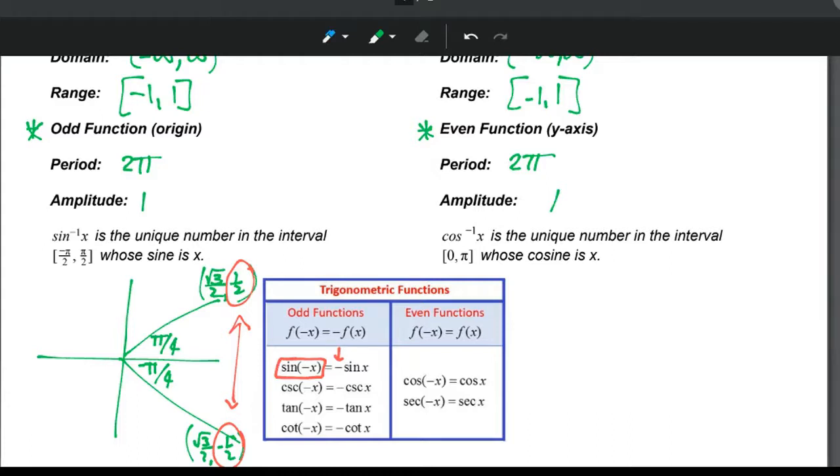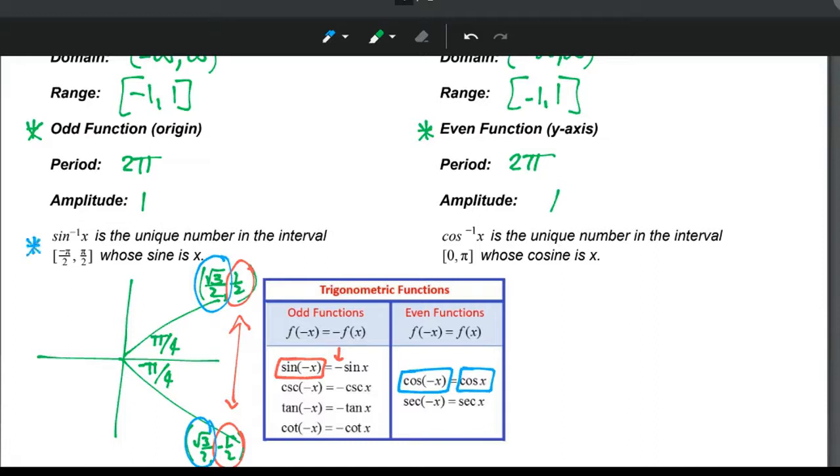So these are the trig functions that are odd functions. And then cosine is considered to be an even function, because if we were to take a look at the cosine or x coordinate of that pi over 4 and negative pi over 4, notice that they're exactly the same. So cosine of negative of an angle is the same as cosine of positive of an angle. That is considered to be an even function.